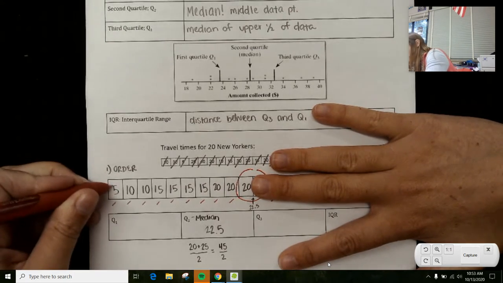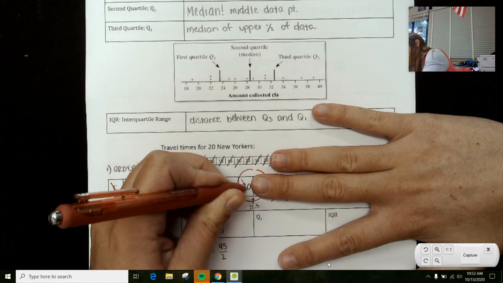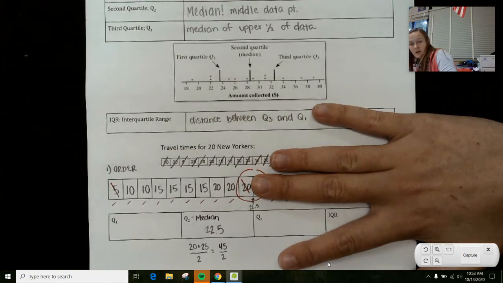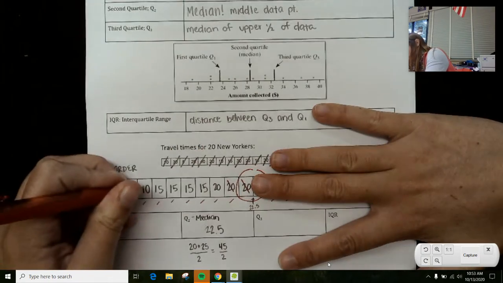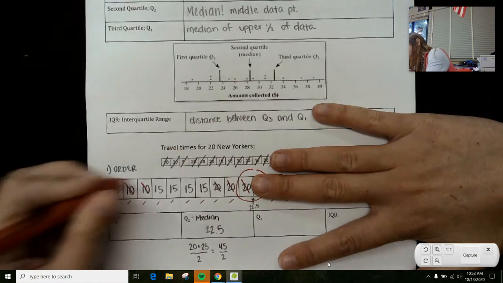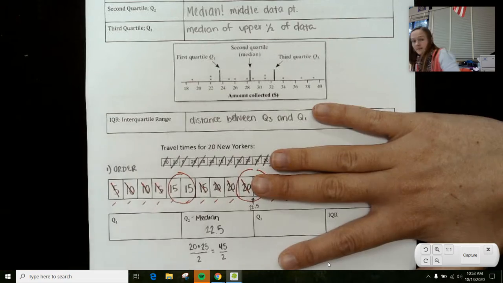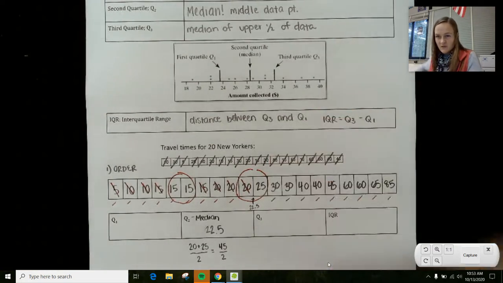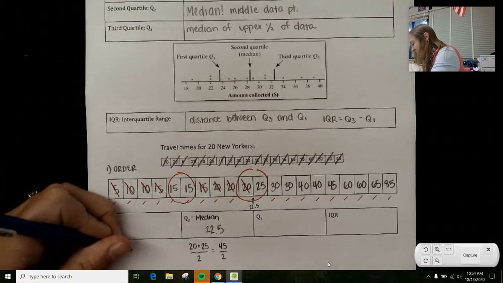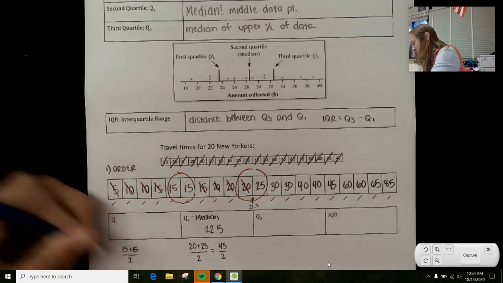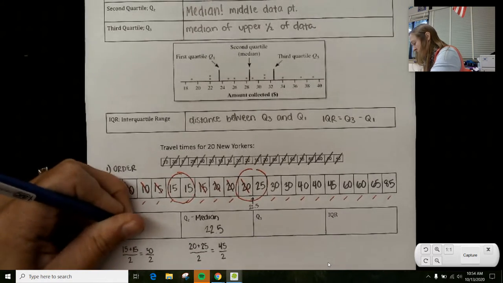So now I'm crossing off on either side. Now 20 wasn't my median, so I'm including it in my crossing off. So I have 1 and 1, 2 and 2, 3 and 3, 4 and 4, and here is where Q1 is going to lie. Now 15 and 15, there's nothing in between those. So 15 plus 15 over 2 would be my Q1, so it's going to be 15.